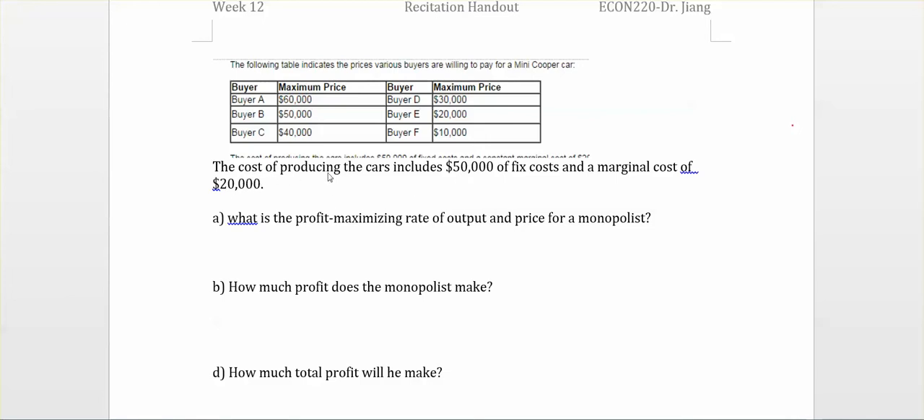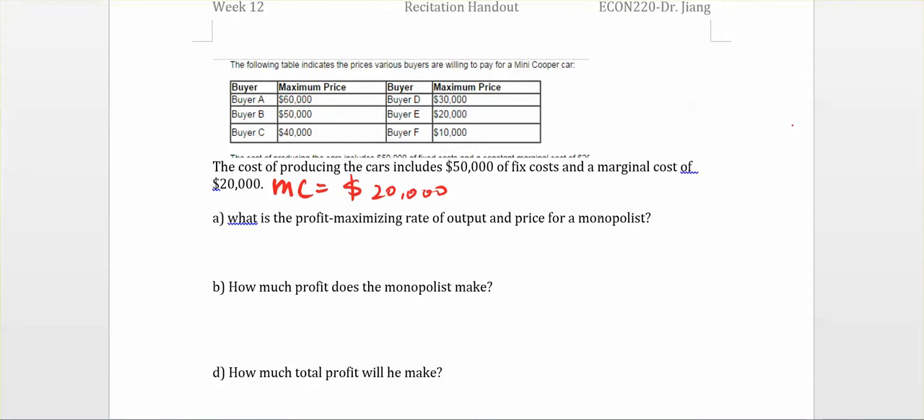The cost of producing the car includes $50,000 of fixed cost and the marginal cost of $20,000. So now we know the marginal cost. In this scenario, it's fixed. It's $20,000. So the first question: what is the profit maximizing rate of output and price for the monopolist?